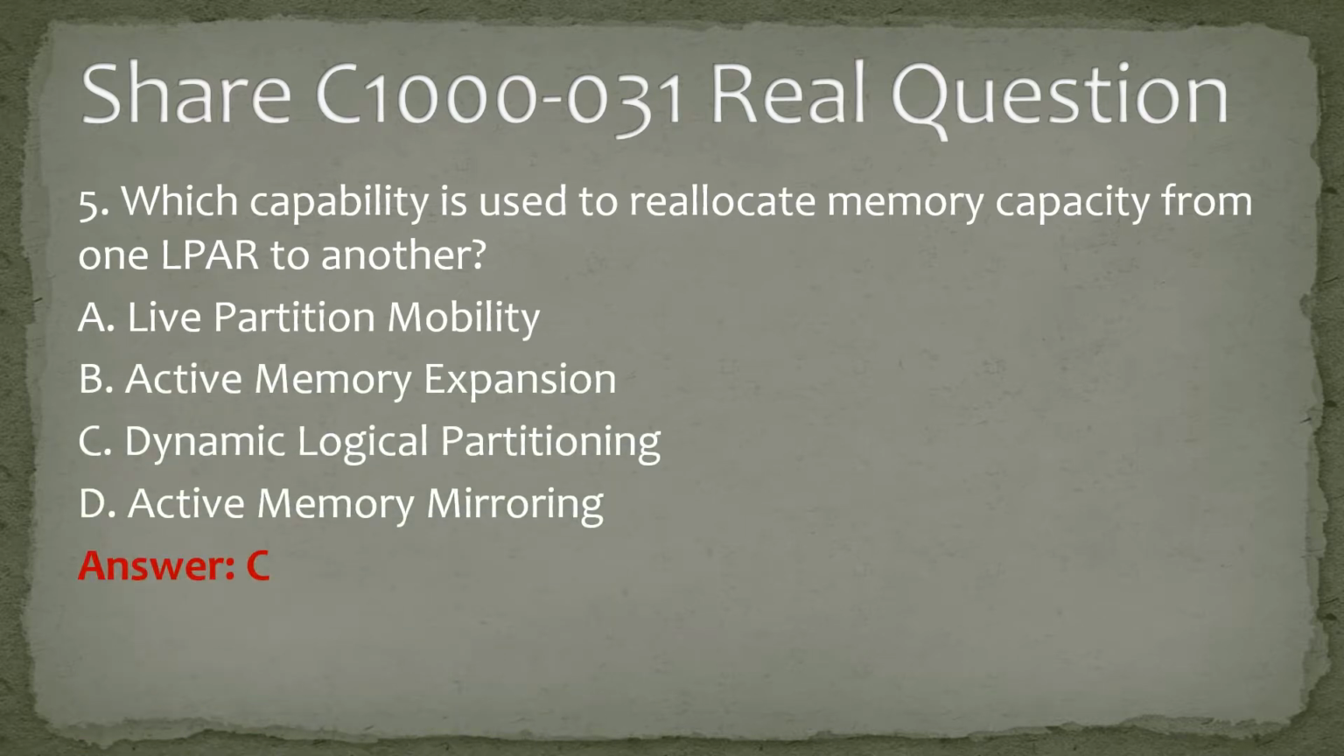5. Which capability is used to reallocate memory capacity from one LPAR to another? A. Live partition mobility. B. Active memory expansion. C. Dynamic logical partitioning. D. Active memory mirroring. Answer: C.